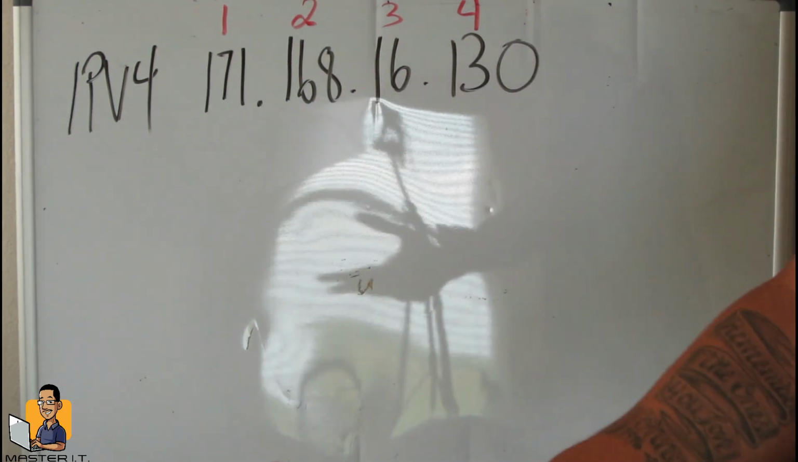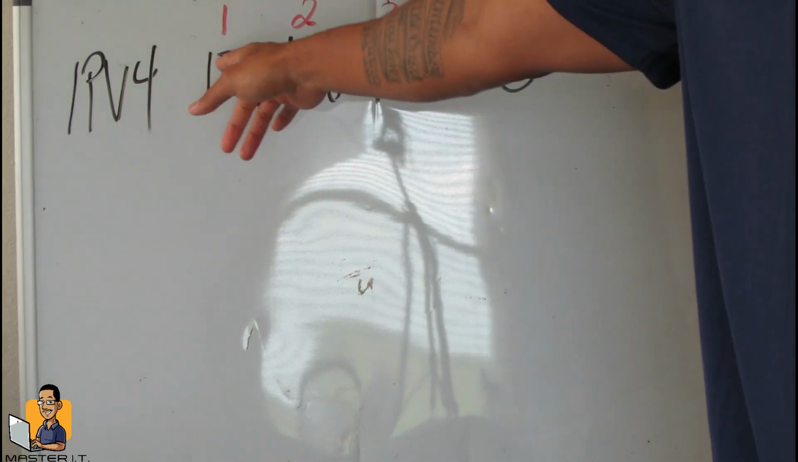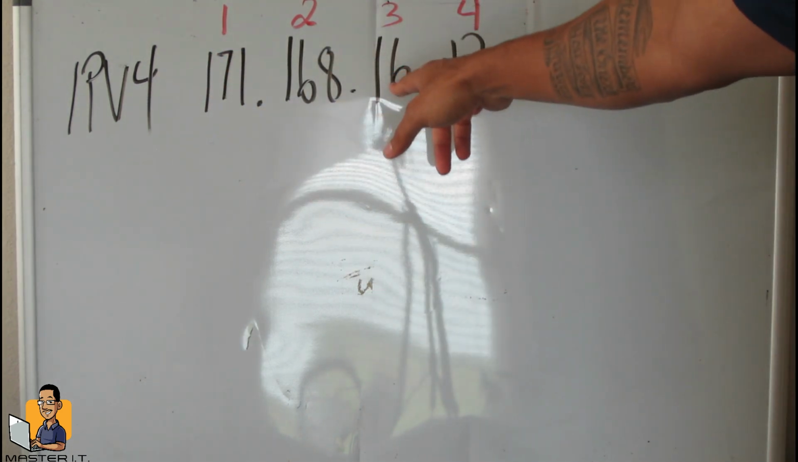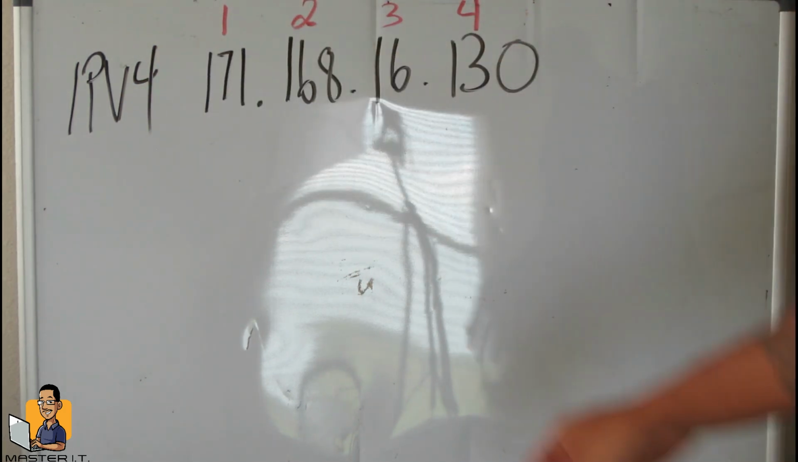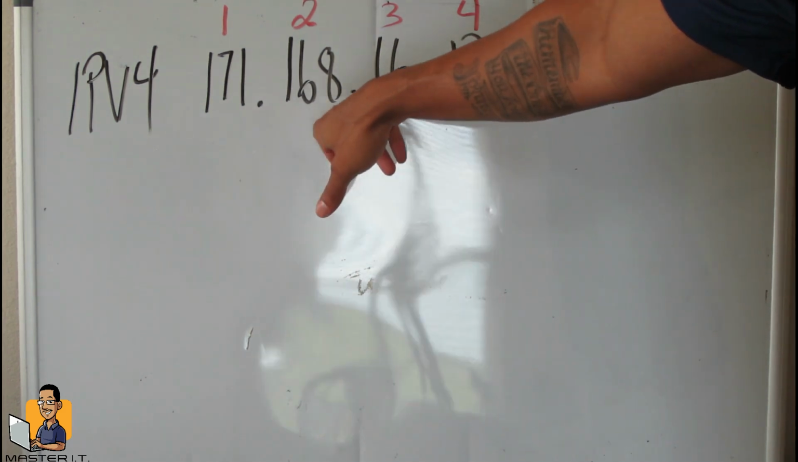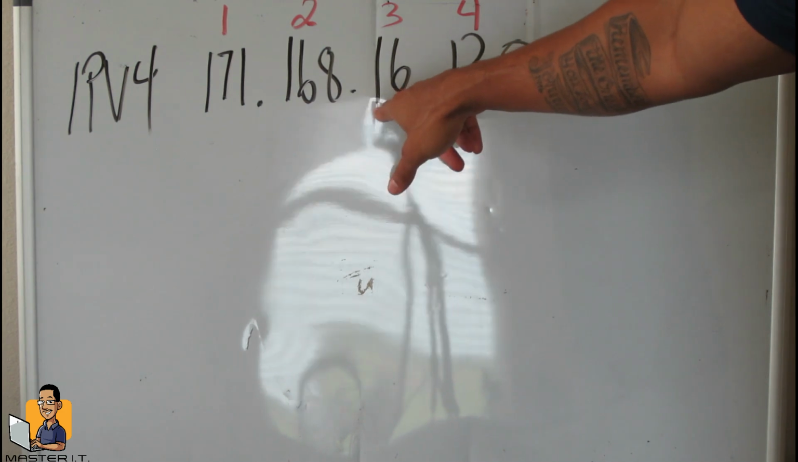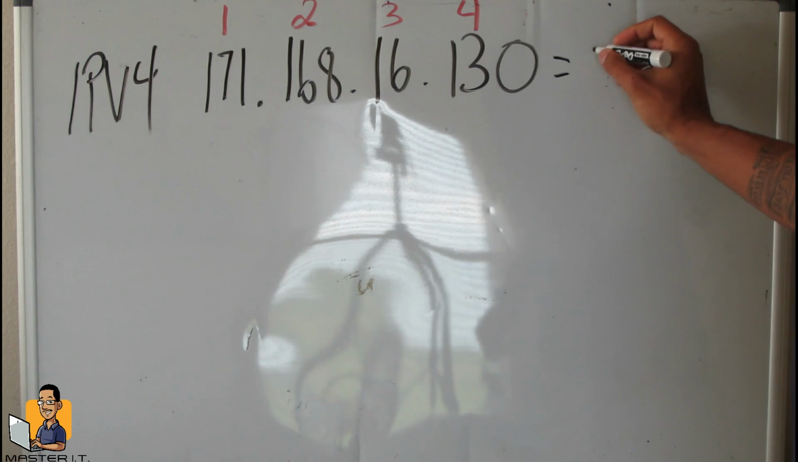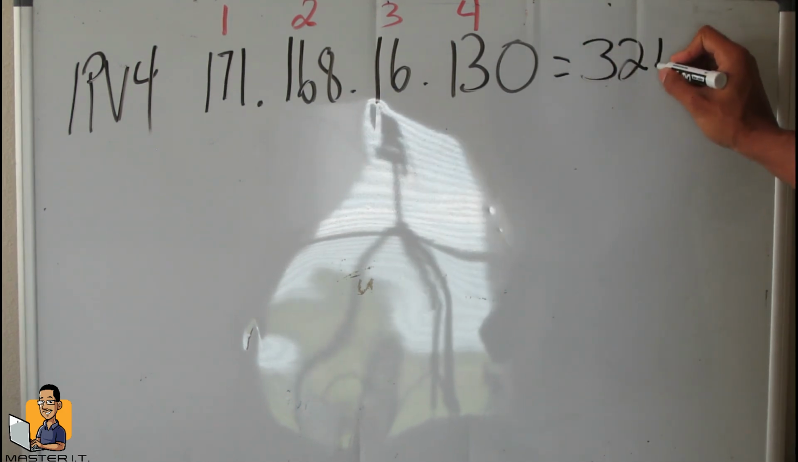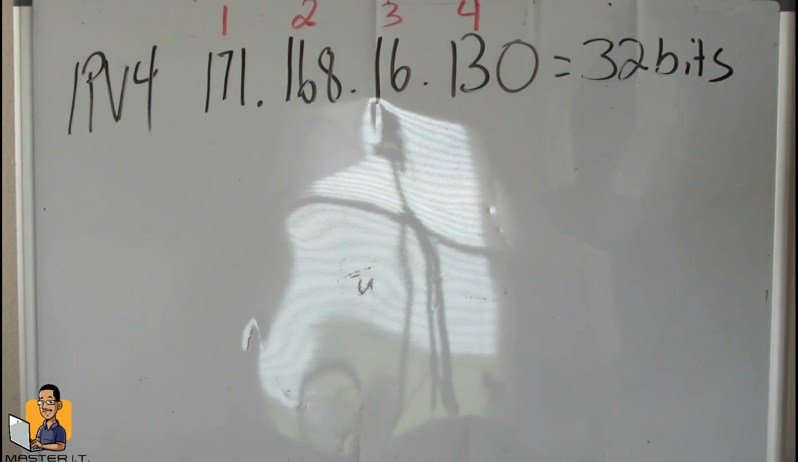Octet, like an octagon, is 8. It represents 8. So, 8 here, 8 here, 8 here, 8 here. We have a version 4 IP address, 32 bits. 8, 16, 24, 32. So, a version 4 IP address is 32 bits.